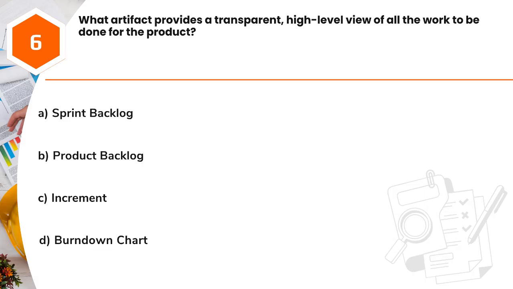Question 6. What artifact provides a transparent, high-level view of all the work to be done for the product? A. Sprint backlog. B. Product backlog. C. Increment. D. Burn-down chart?